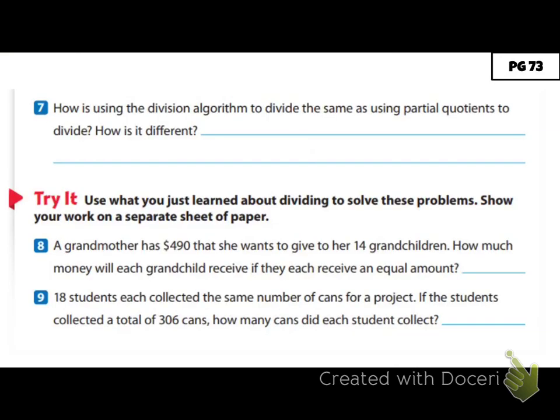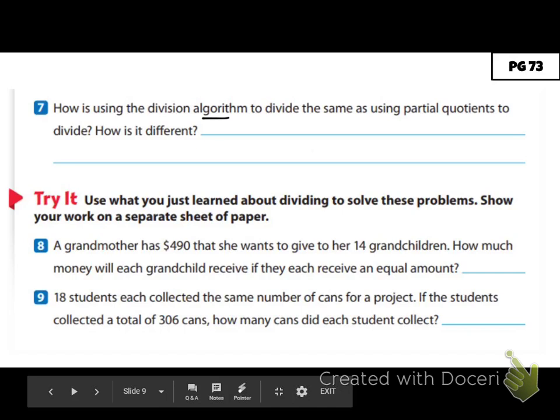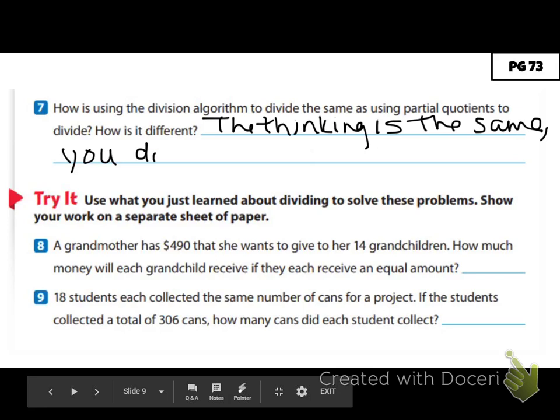Okay, number 7, how is using the division algorithm to divide the same as using partial quotients to divide? And then how is it different? Well, basically the thinking is the same. The only difference is you just don't write down all the numbers.